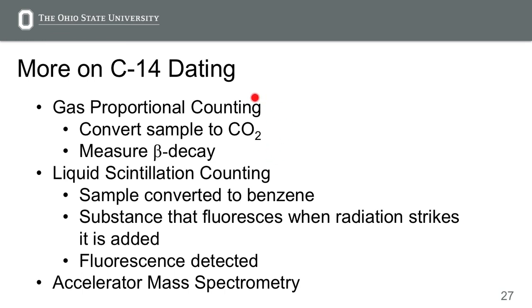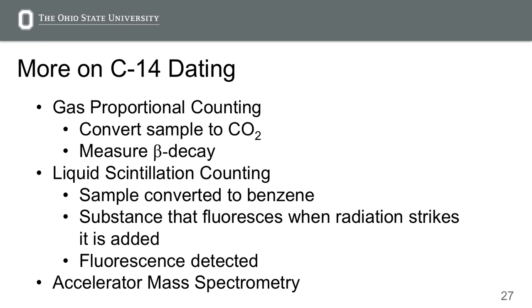So in gas proportional counting, you'll take your sample and convert any of the carbon in that sample to gaseous CO2. And from that, you can measure the amount of beta decay, corresponding that with what we know from sort of a calibration type of situation.